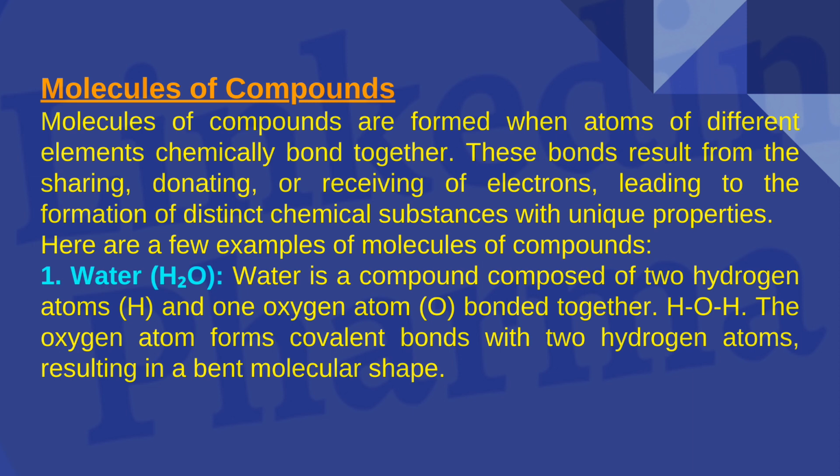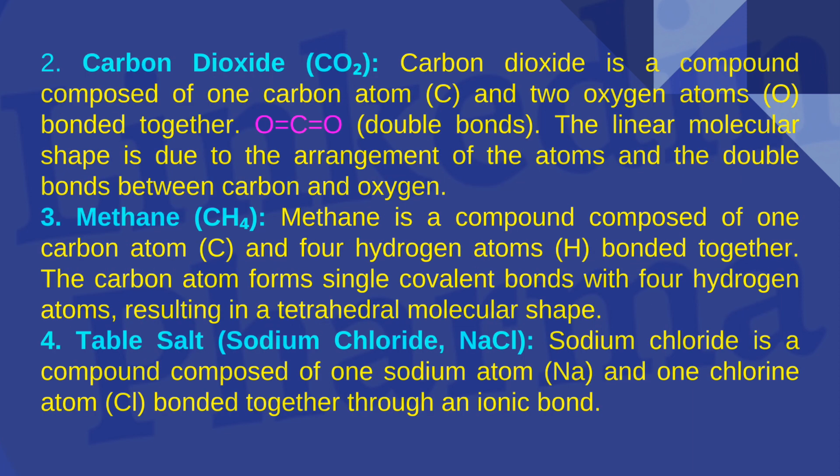Here are a few examples of molecules of compounds. Water. Water is a compound composed of two hydrogen atoms, H, and one oxygen atom, O, bonded together. The oxygen atom forms covalent bonds with two hydrogen atoms, resulting in a bent molecular shape. Carbon dioxide. Carbon dioxide is a compound composed of one carbon atom, C, and two oxygen atoms, O, bonded together. The linear molecular shape is due to the arrangement of the atoms and the double bonds between carbon and oxygen.